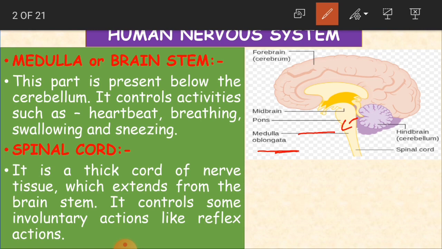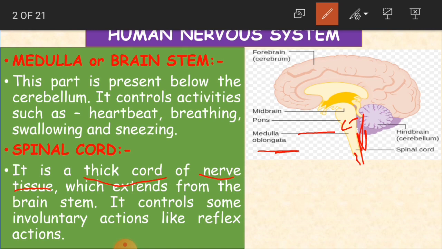And what about the spinal cord? It is a thick cord of nerve tissue which extends from the brain stem. So the spinal cord, we already learned, is in the vertebra that we have on our back. It is a thick cord of nerve tissue. And from where does it extend? It extends from the brain stem. This part is the brain stem and the spinal cord extends from it.